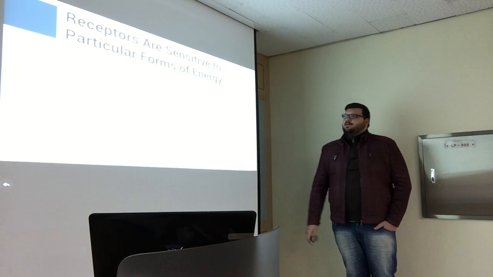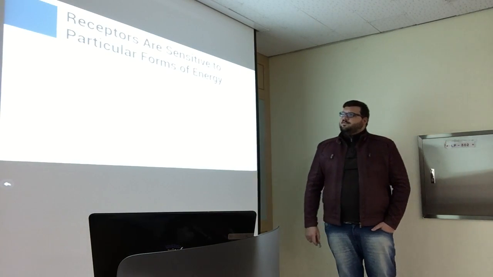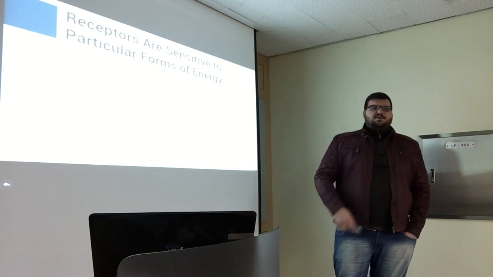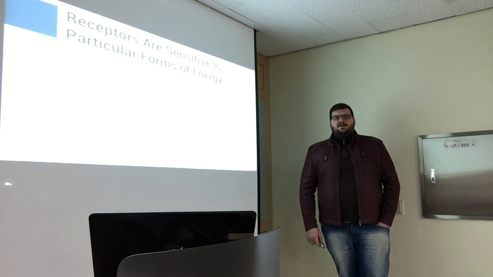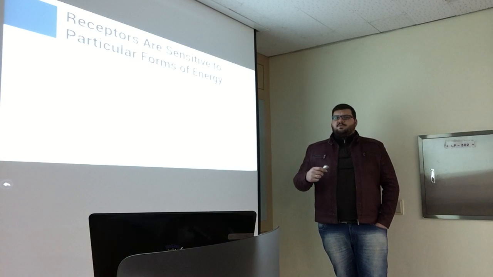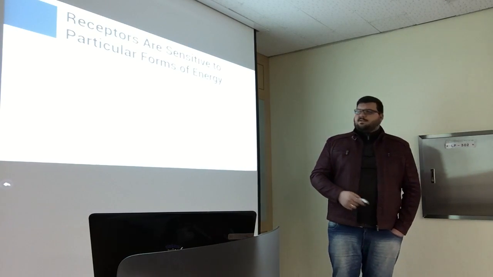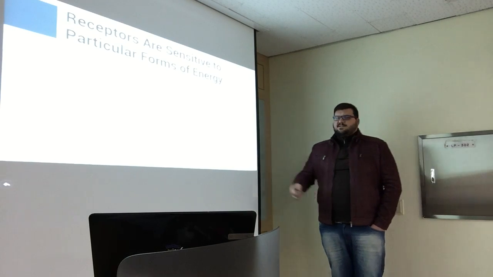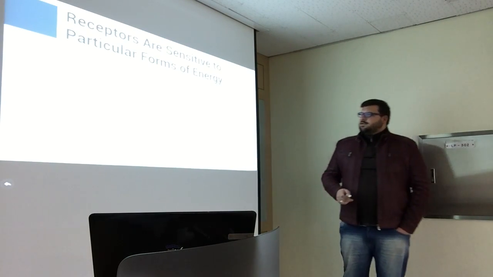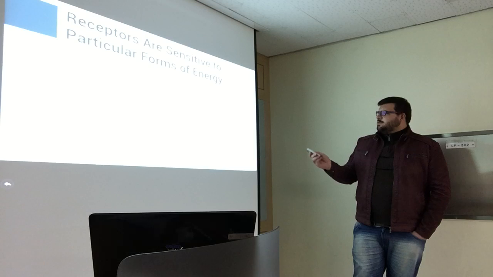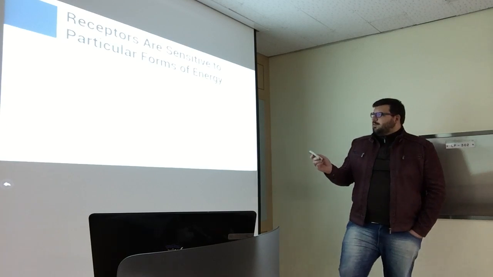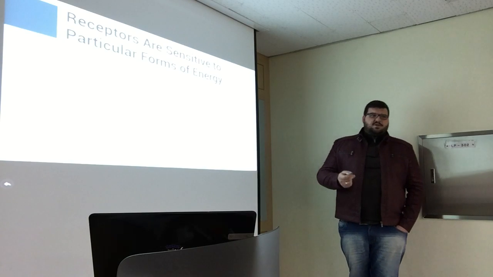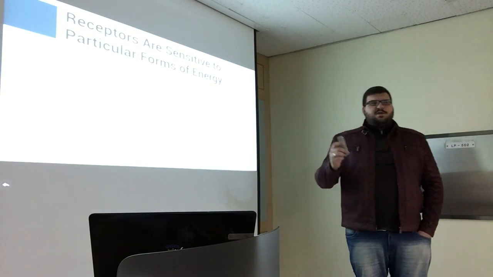So the first one here is receptors are sensitive to particular forms of energy. Each receptor in the body, each neuron, has a function: they need to recognize some kind of stimuli. They will recognize depending on the outside stimuli they receive. Then neurotransmitters will be released by the neurons onto sensory neurons, initiating an action potential that will send the information to the brain.